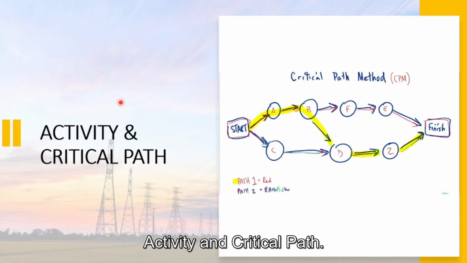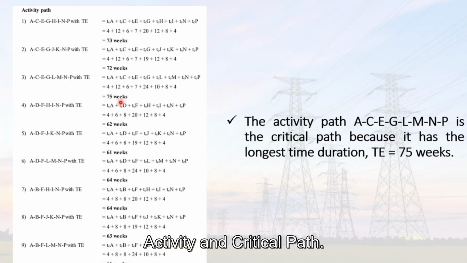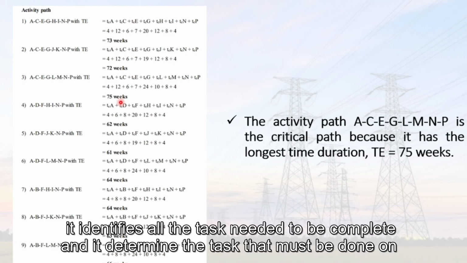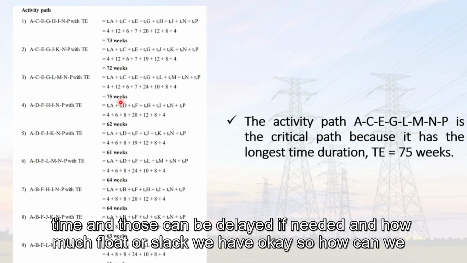Activity and critical path. Using the critical path method is very important when we manage our project because it identifies all the tasks needed to be completed, and it determines the tasks that must be done on time and those that can be delayed if needed, and how much float or slack we have.